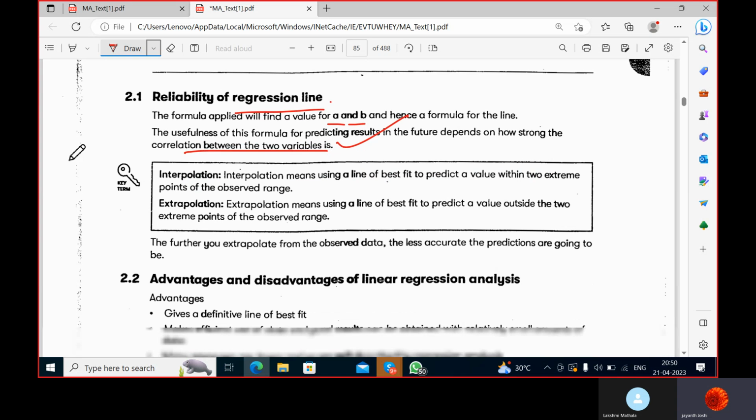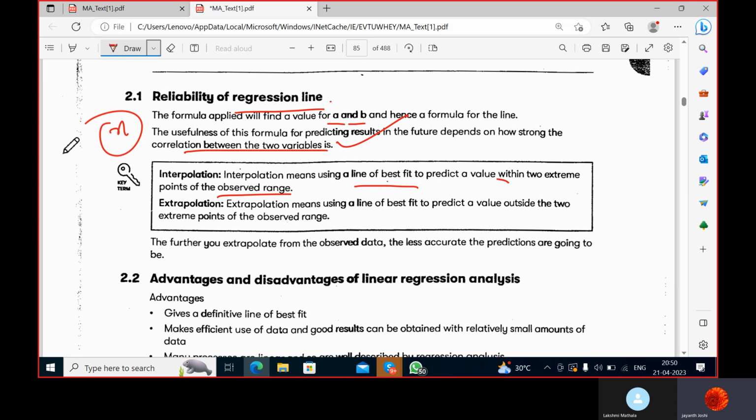Interpolation means using a line of best fit to predict a value within the two extreme points of the observed range. You can take any x value and find out the y value. Extrapolation means using a line of best fit to predict a value outside the two extreme points of the observed range. Suppose I fix a range here; within it you can take any value of x and find out the y value. Extrapolation means you are taking values beyond this range. Are you understanding?